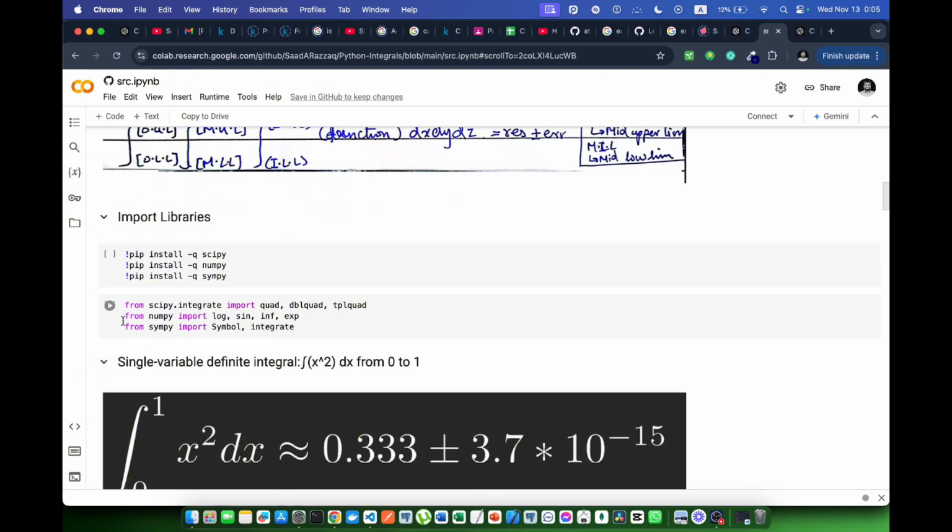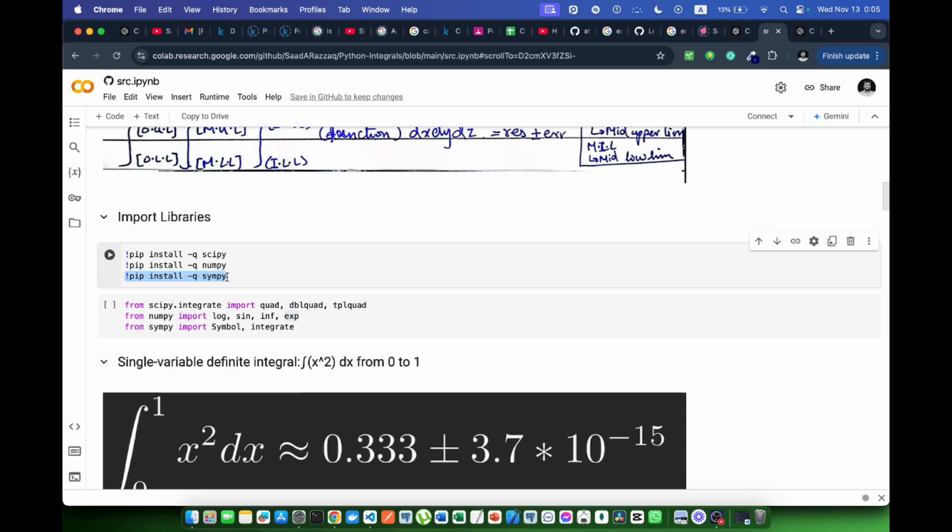Now coming down to libraries. We have three types of libraries that we are going to use in this video. The first one is called SciPy. So SciPy is the most common one that is going to perform the single integration, double integration as well as triple integration. The second one is NumPy. What NumPy does is we can import different functions like log, sine, infinity and exponential. And by using SciPy, we can calculate indefinite integrals.